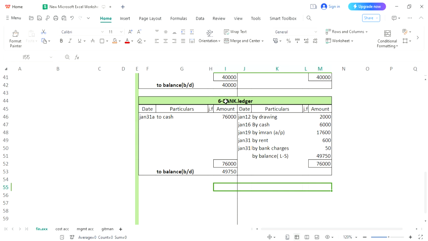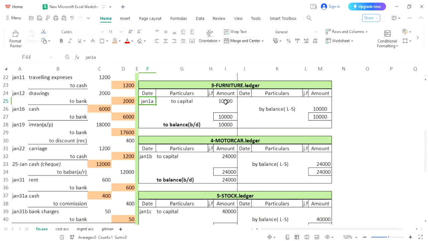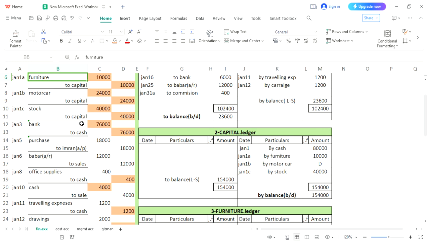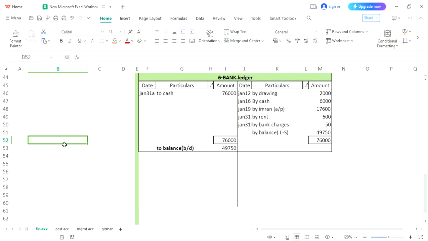We have completed our bank's ledger. Let's go back to our question. Here was your bank, and now we will see what next entry is unmarked. Bank ledger is completed, it is marked. Next unmarked element is purchase. So you can understand that next ledger's title is purchase.